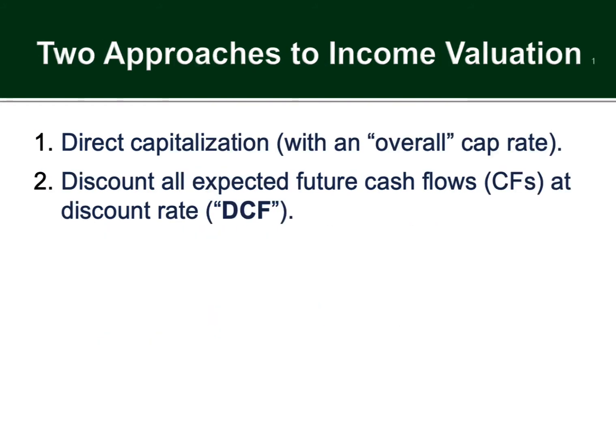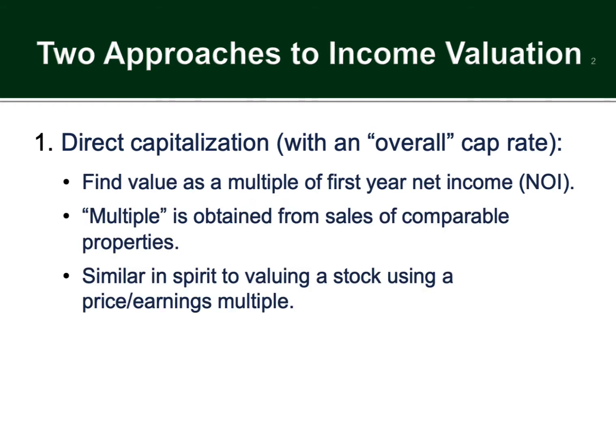Direct capitalization is the simplest method under the income approach, and it's used a lot for relatively smaller, simpler commercial properties. But there is a more involved type of income approach called the discounted cash flow method. And this is a more generalized method which can be used for virtually any commercial property, regardless of complexity. So we'll talk about each in turn. First, the simpler approach called direct capitalization.